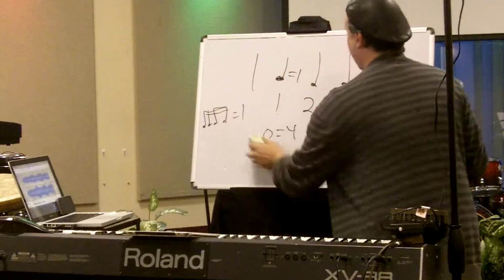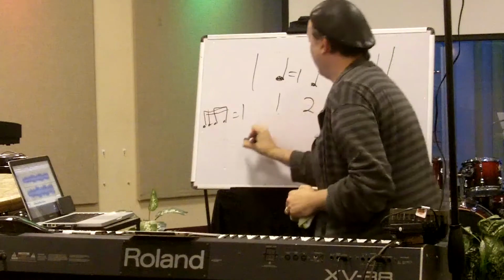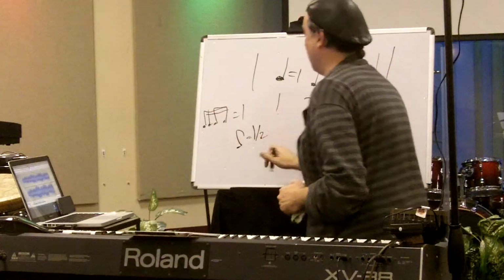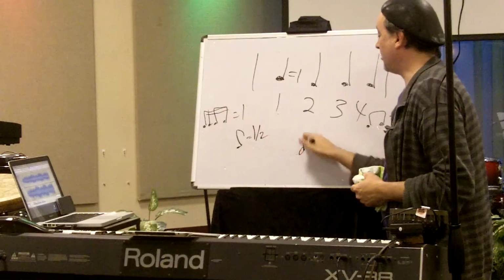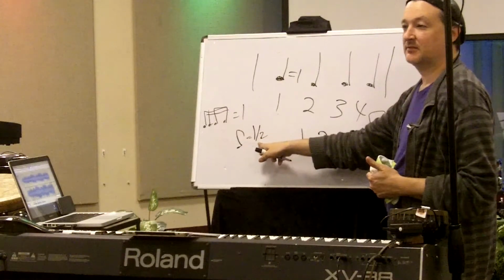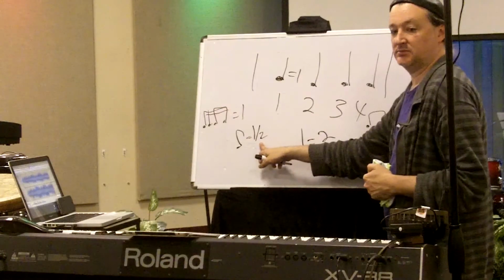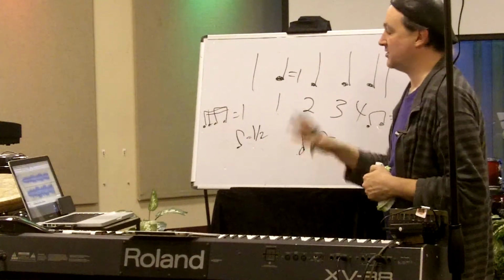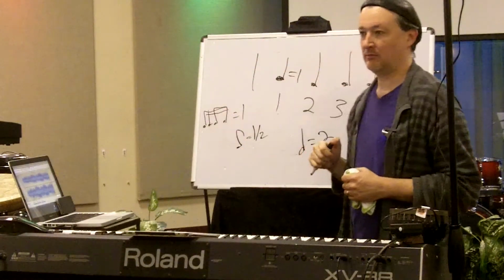Question number 5, how many eighth notes are in a half note? Now remember, an eighth note equals a half of a beat. And a half note equals 2 whole beats. How many halves are in 2? Well, 2 halves is 1. So 4 halves is 2. So the answer to that question is 4 eighth notes in a half note.